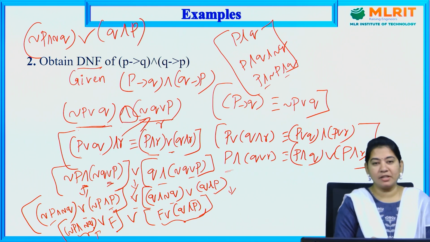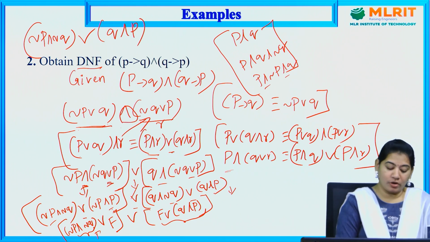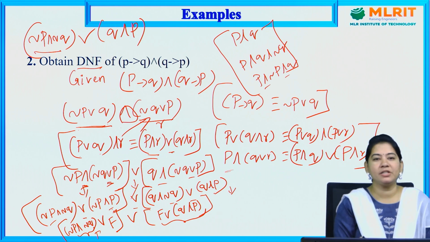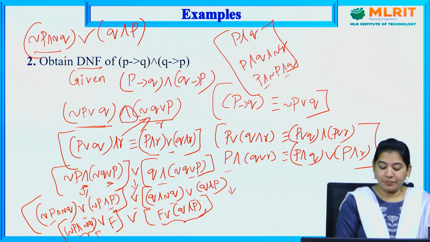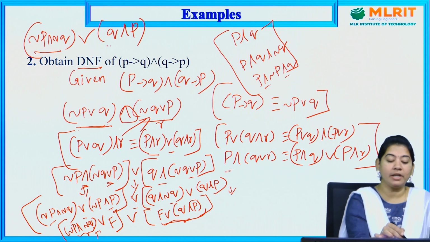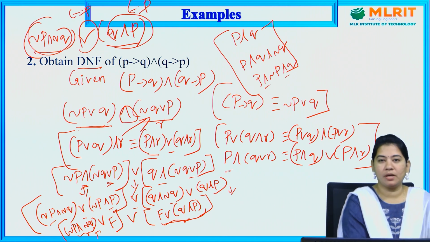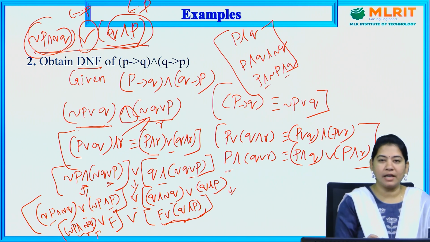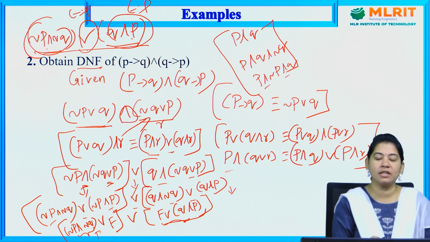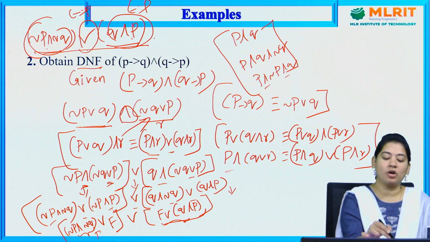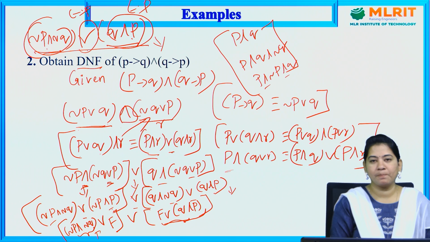So this F is not there. Why? Because by applying the formula F or P is P, you will get only negation P and negation Q, and here by applying the formula F or P, you will get only Q and P. So now if we observe here, this is called a sum, and these are called elementary products. As we get the result in the form of a sum of elementary products, which is nothing but DNF, we can stop our problem here.